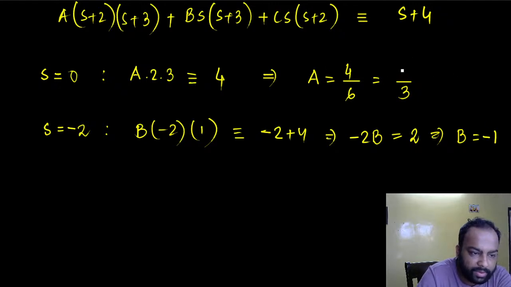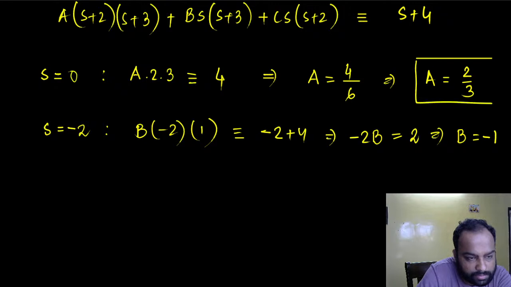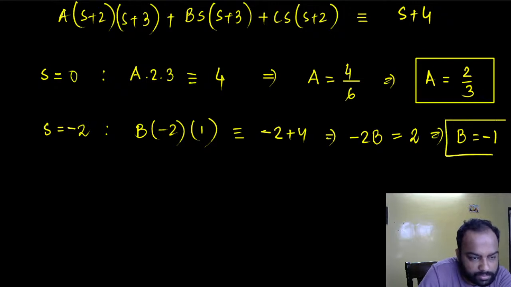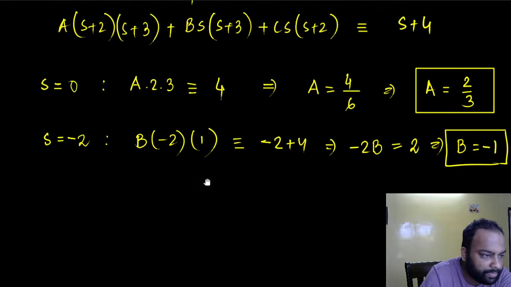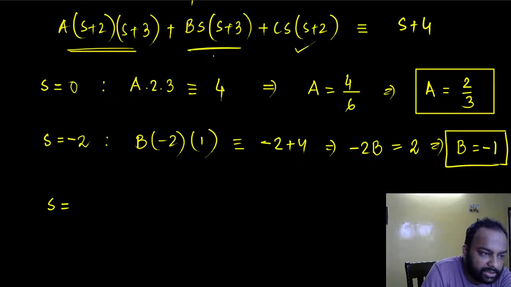So here we have, and here let's put S equal to, again now I want to eliminate these two terms, and I want to keep this. So how can I eliminate these two terms? By putting S equal to -3.